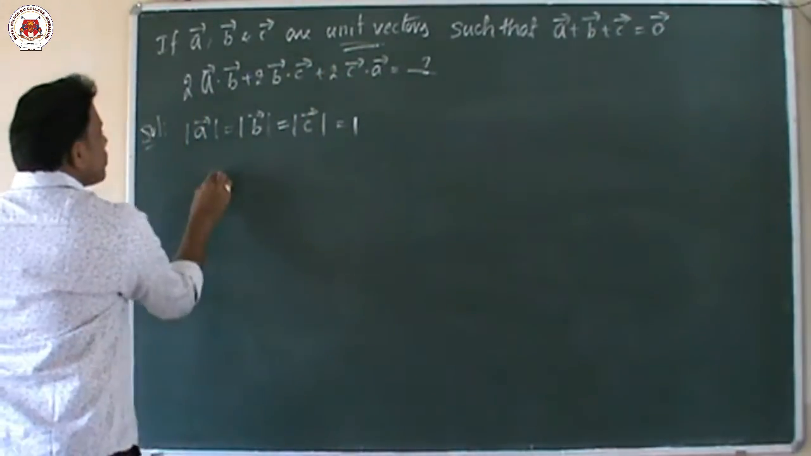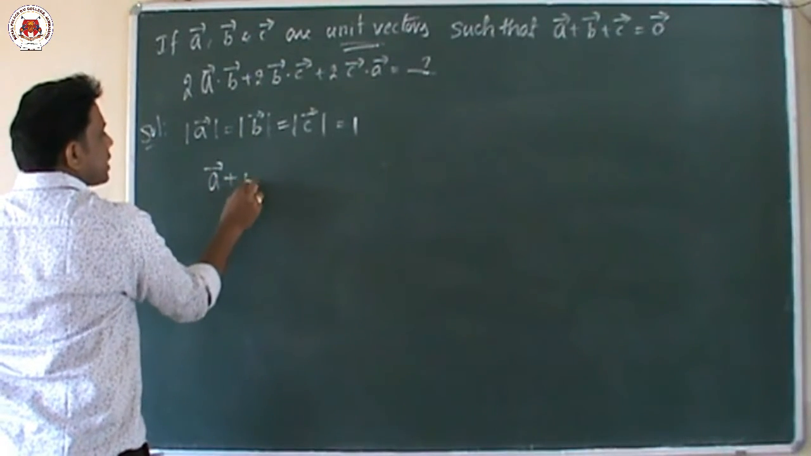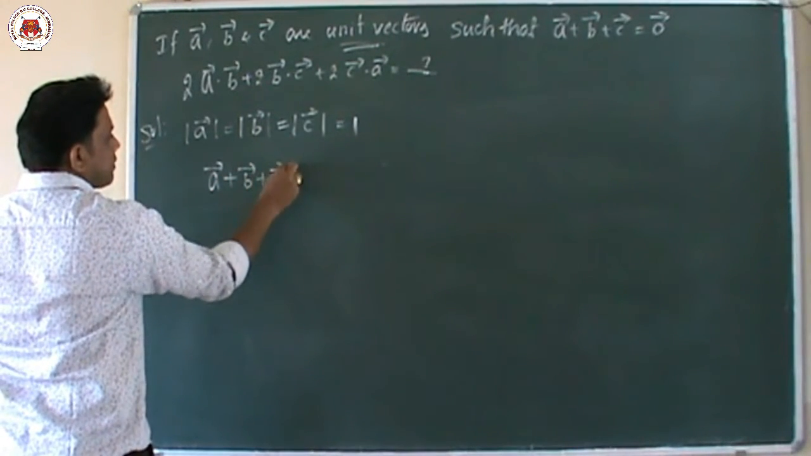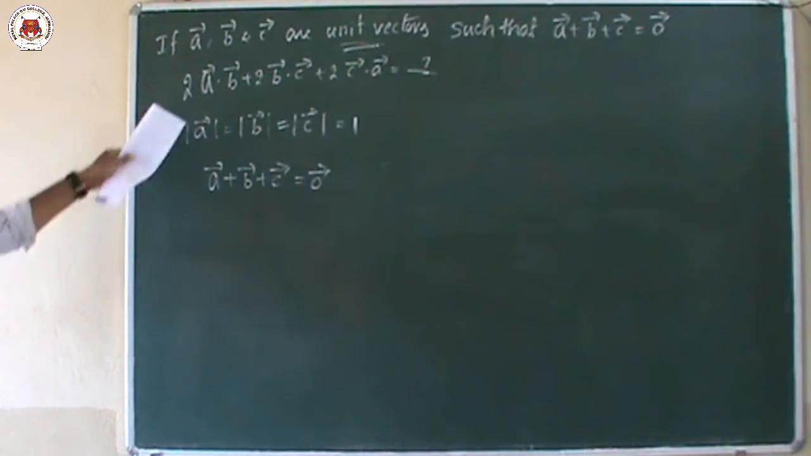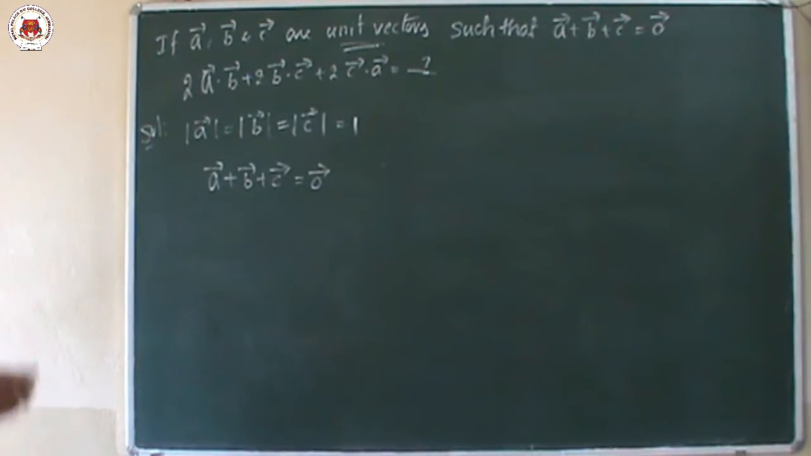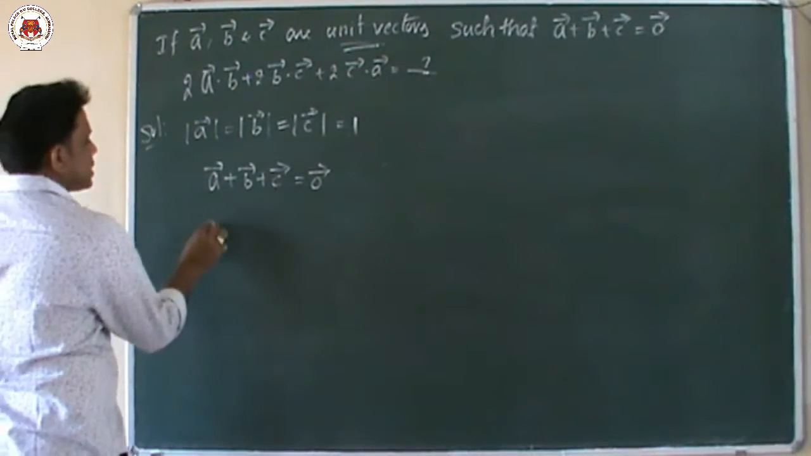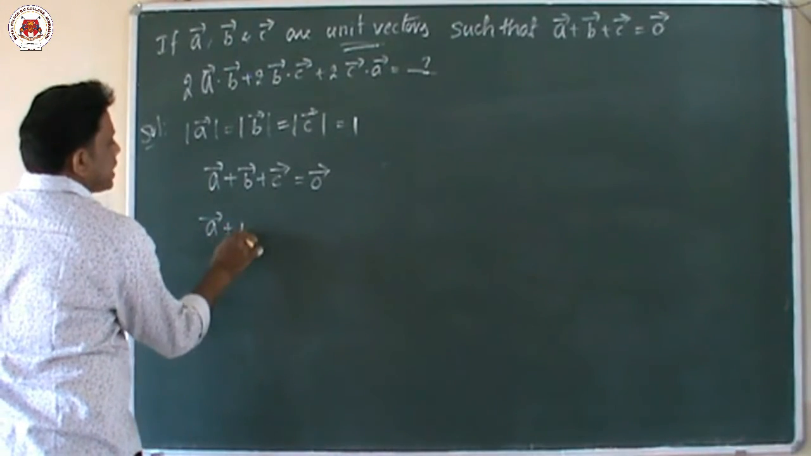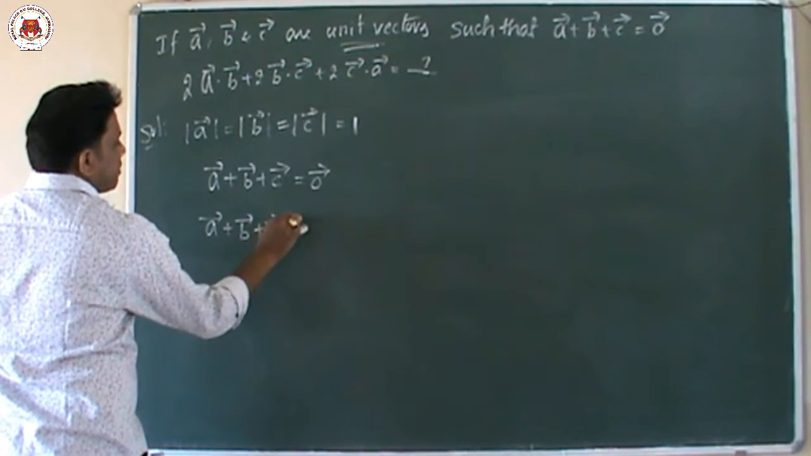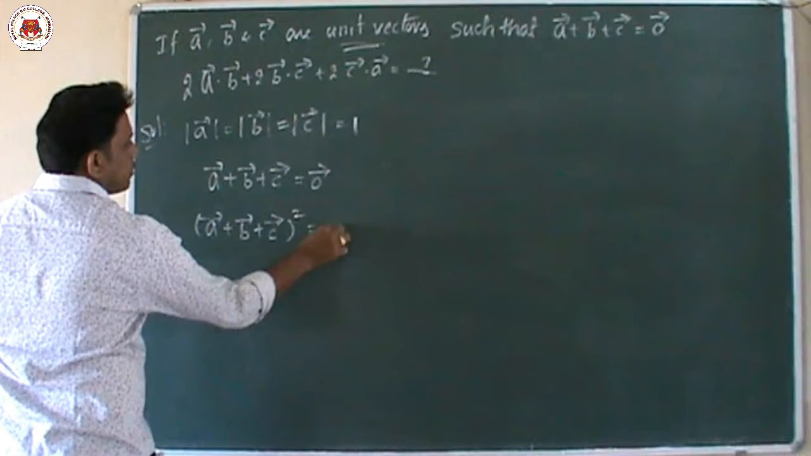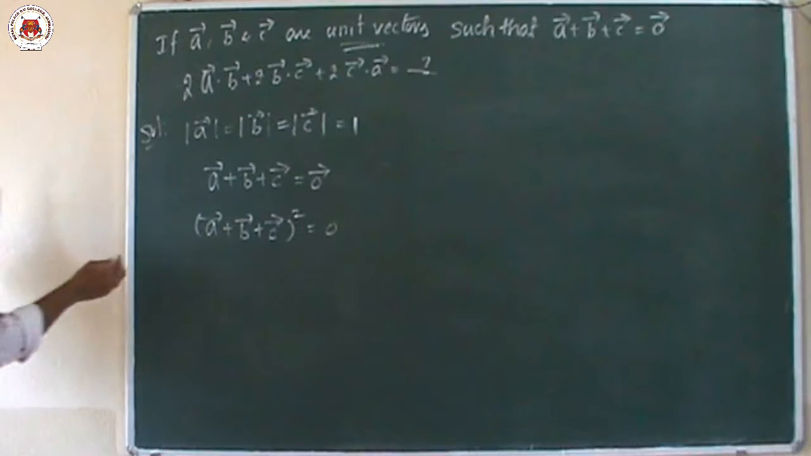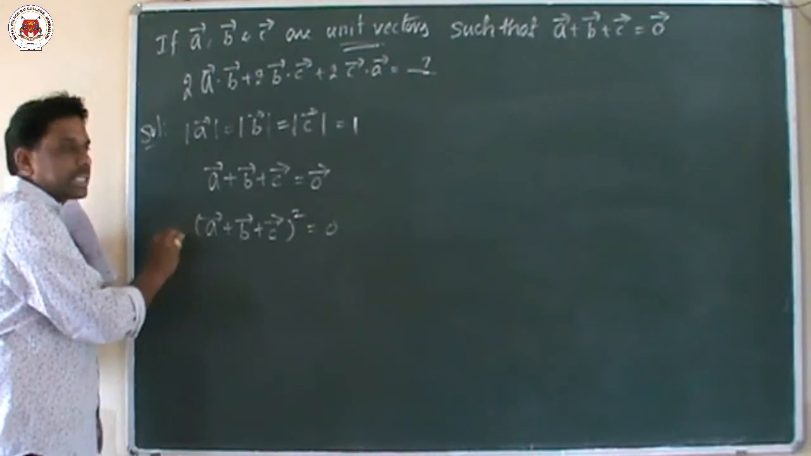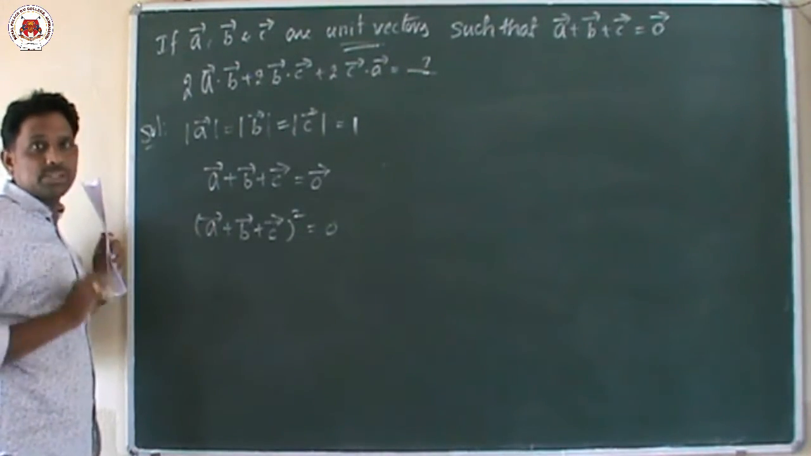Now he has given one more condition. What is that? Vector A plus vector B plus vector C equal to 0. He has given two conditions, and we have to find this. Simple children, squaring on both sides. If we do the squaring on both sides, vector A plus vector B plus vector C whole square equal to 0 vector square, which means 0. Actually we can't explain it in the form of the A plus B plus C whole square formula.